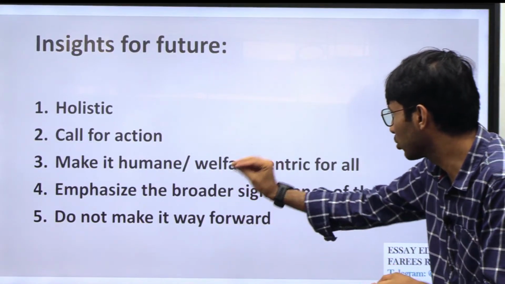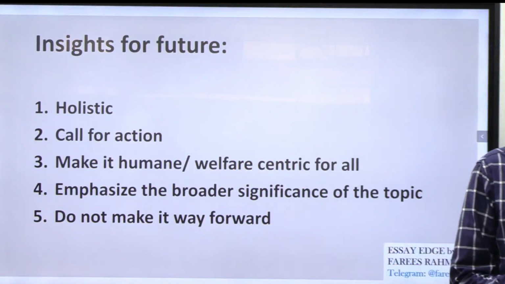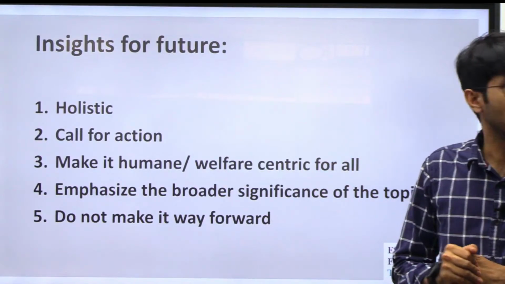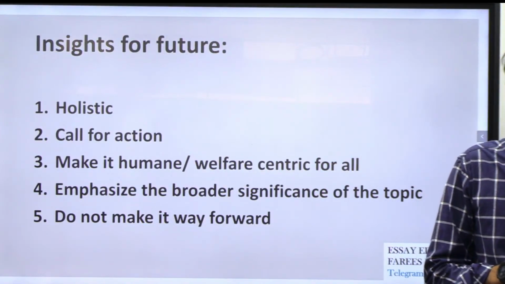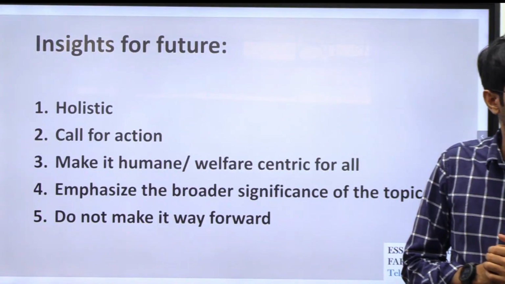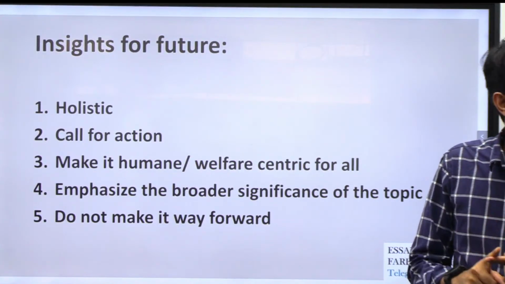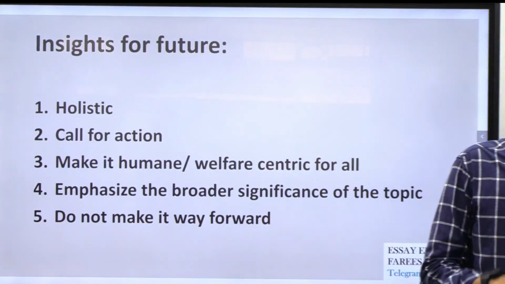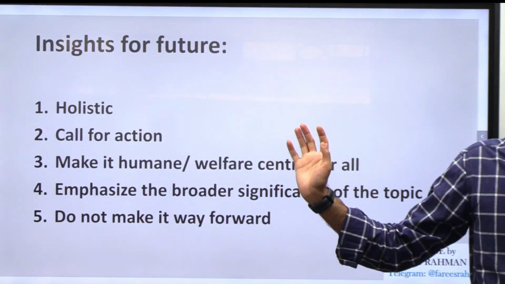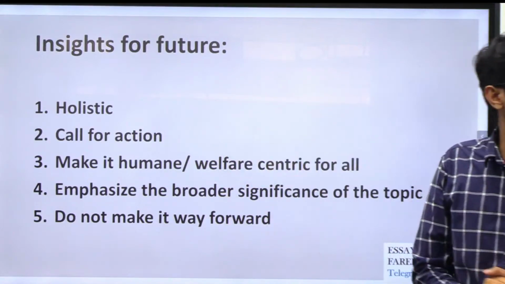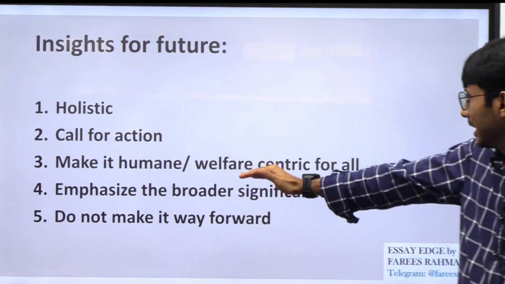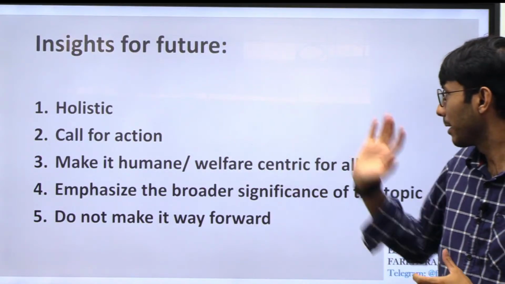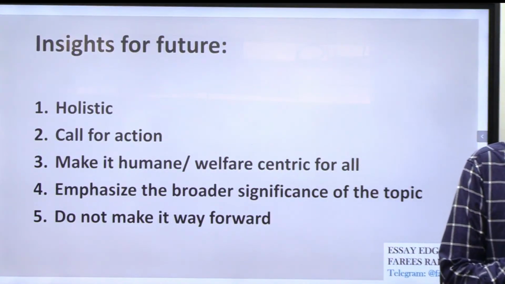Next is, you should make it humane and welfare centric for all. See, remember in ethics we studied ethos, pathos and logos for persuasion, right? Logic, emotion, and then the credibility. So credibility you have already built by writing the entire essay. You are at the last part. Now logic is making the call for action. Here you are making it humane. Next I will tell you further how to make it, but make it humane and welfare centric for all.